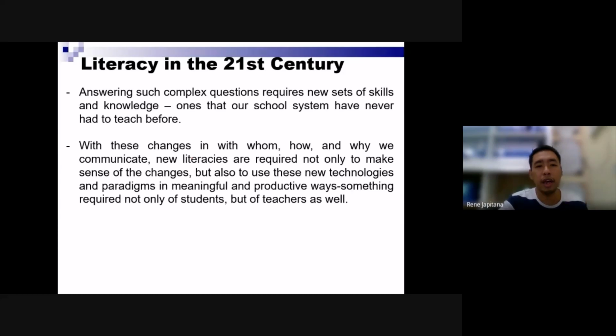only to make sense of the changes, but also to use these new technologies and the paradigms in meaningful and productive ways.